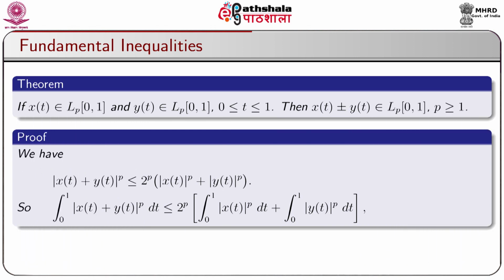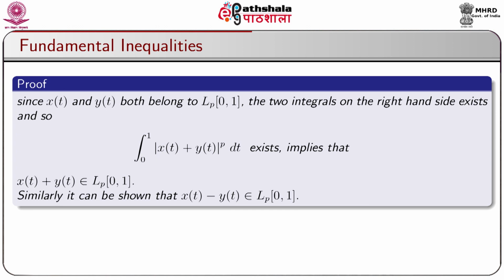Now, we get a theorem: if x(t) belongs to capital L_p 0, 1 and y(t) belongs to capital L_p 0, 1, where 0 is less or equal to t less or equal to 1, then x(t) plus y(t) belongs to L_p 0, 1, p greater or equal to 1. Proof: we have modulus of x(t) plus y(t) whole to the power p is less or equal to 2 to the power p, modulus of x(t) whole to the power p plus modulus of y(t) whole to the power p. So, integration 0 to 1 of modulus of x(t) plus y(t) whole to the power p dt is less or equal to 2 to the power p, integration 0 to 1 of mod of x(t) whole to the power p dt plus integration 0 to 1 of modulus of y(t) whole to the power p dt.